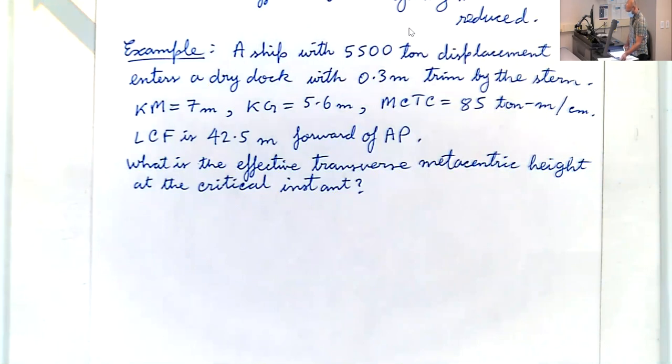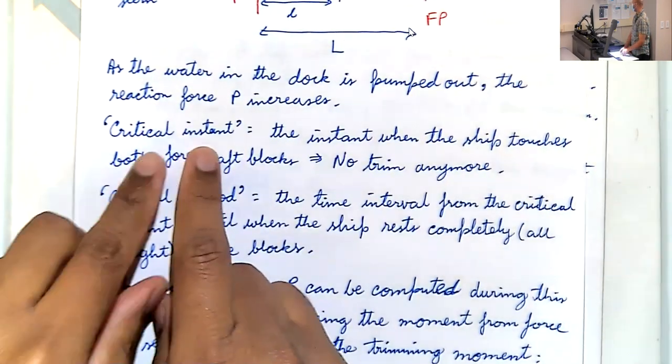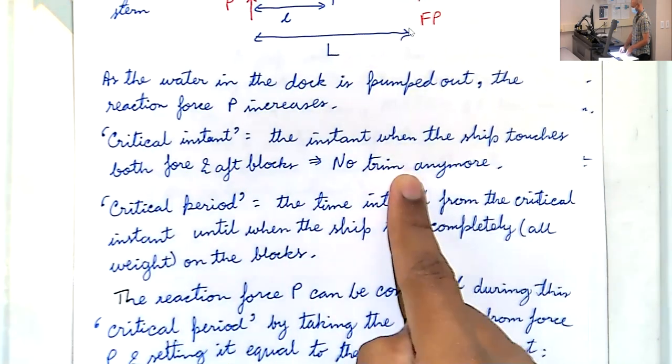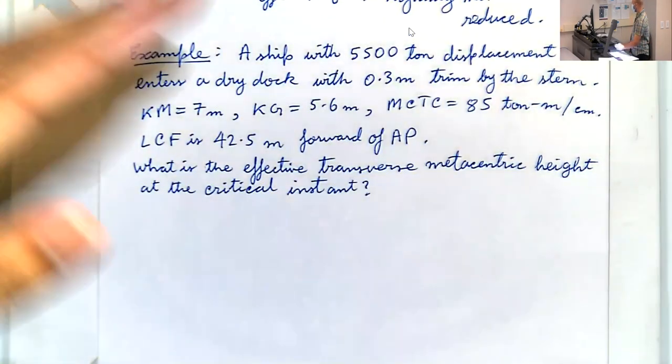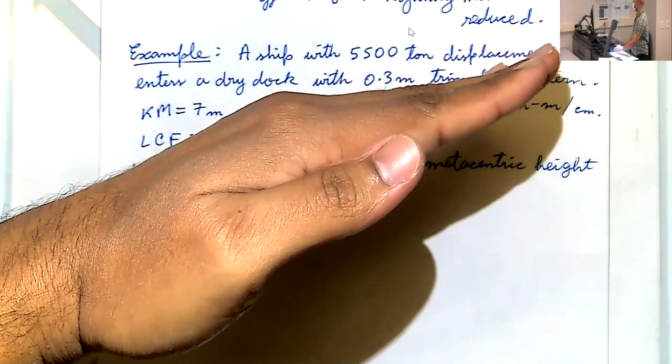Let me bring back this critical instant. The instant when the ship touches both fore and aft, okay? So meaning you don't have any trim anymore. So you ride in with your nose up. And then what? What do you do?